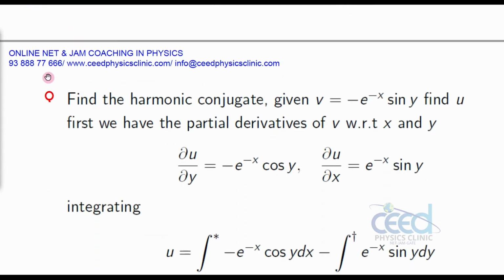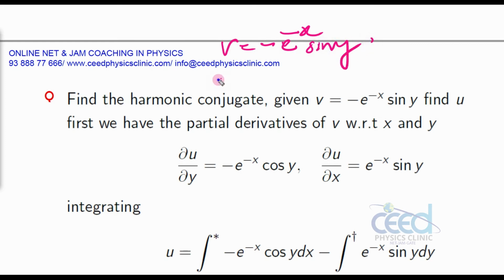See, the harmonic conjugate v is given. Find u. So to find out u, we can write the formula first. v is equal to minus e raised to minus x sin y.